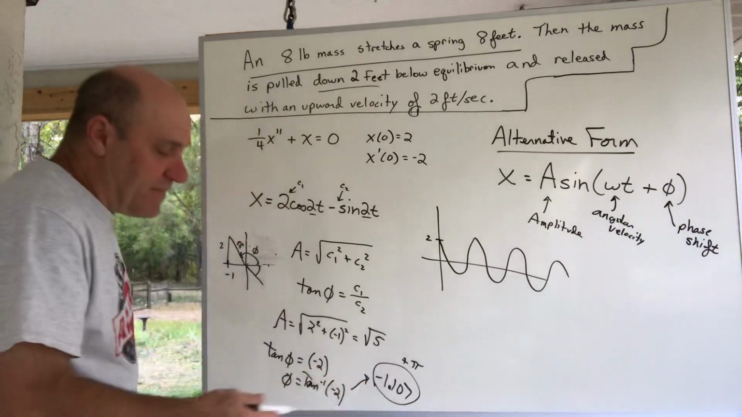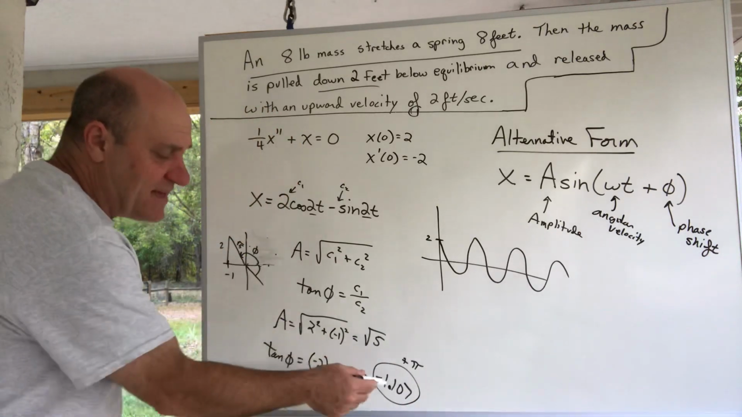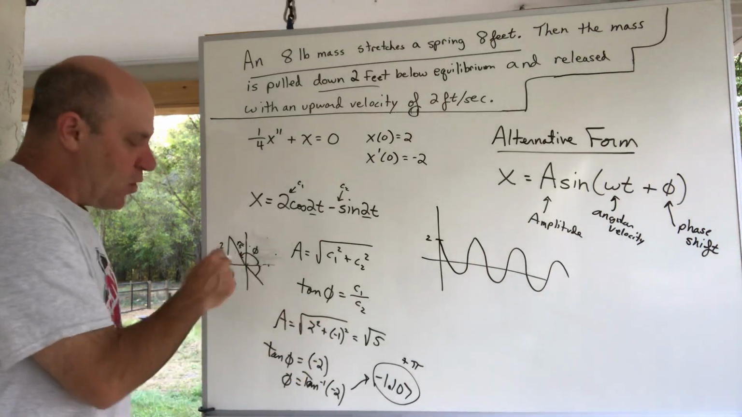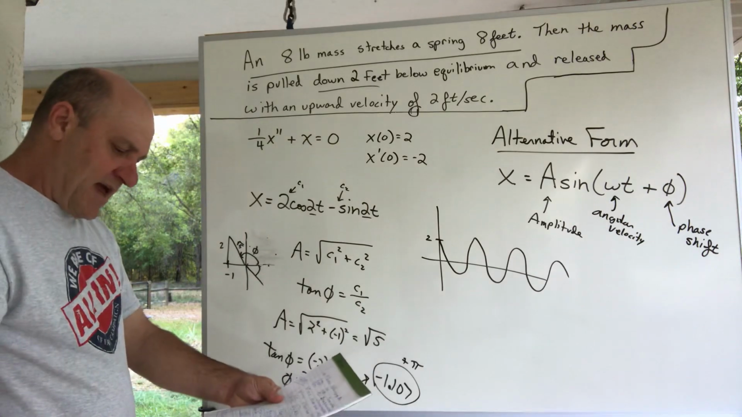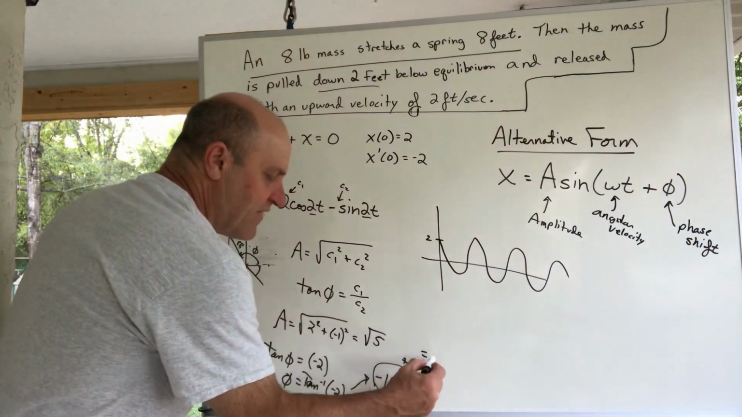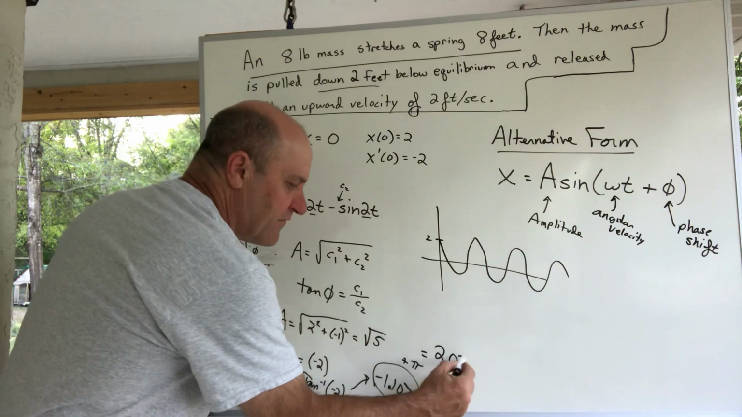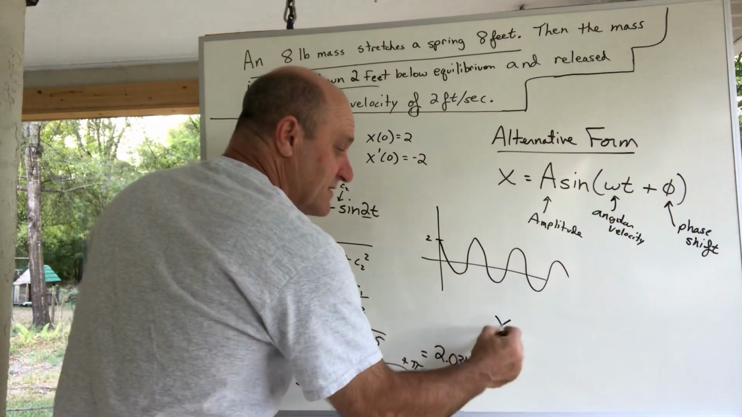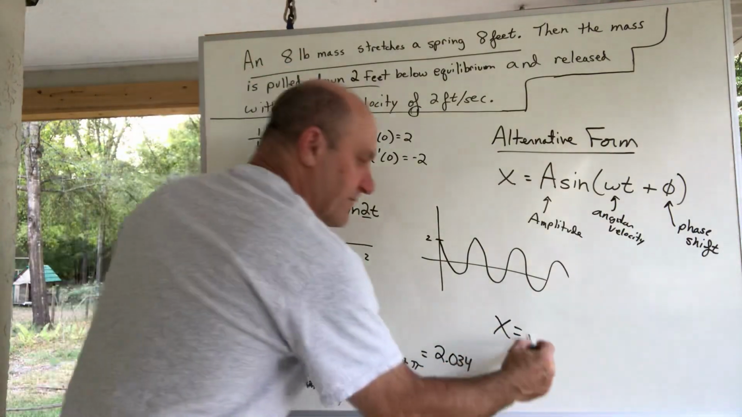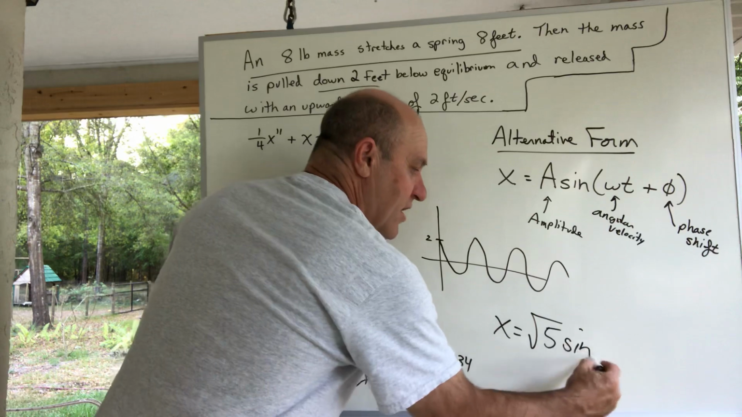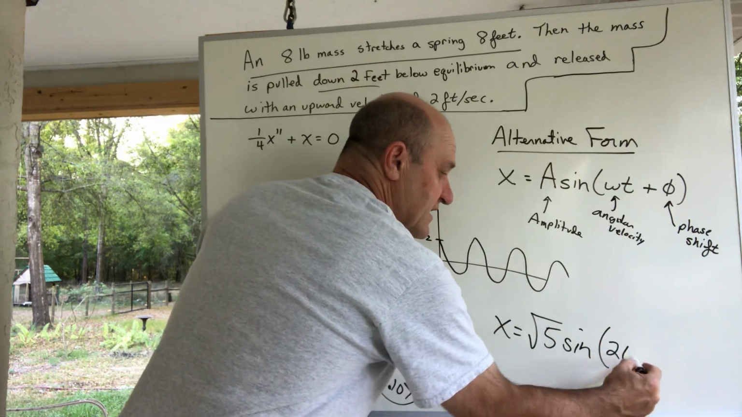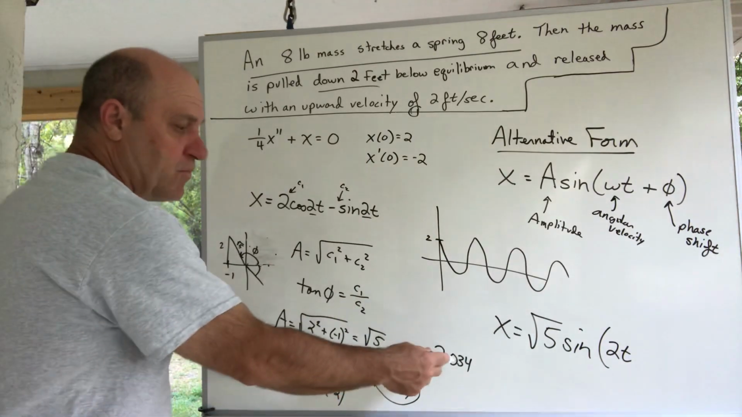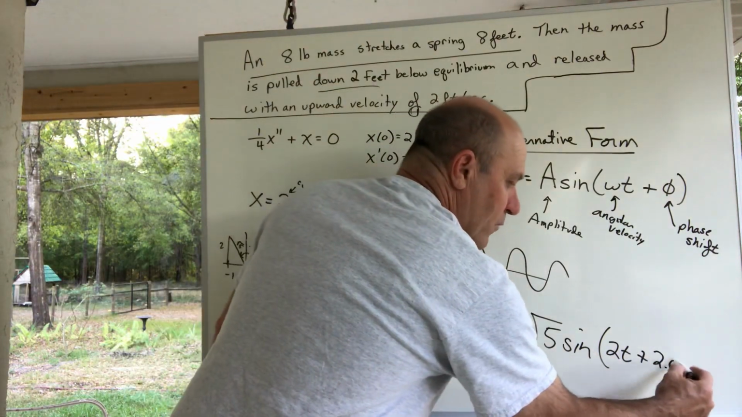You have to be careful. Maybe you were in quadrant 4, maybe that is the right answer, but for this problem, the actual answer is in quadrant 2. I need to add pi to that. When I add pi to that, I get my phase shift of 2.034. So my alternative form is this. Square root of 5 was the amplitude, the sine of the omega was just the 2t, the 2 in front of the t, plus the phase shift of 2.034 radians.